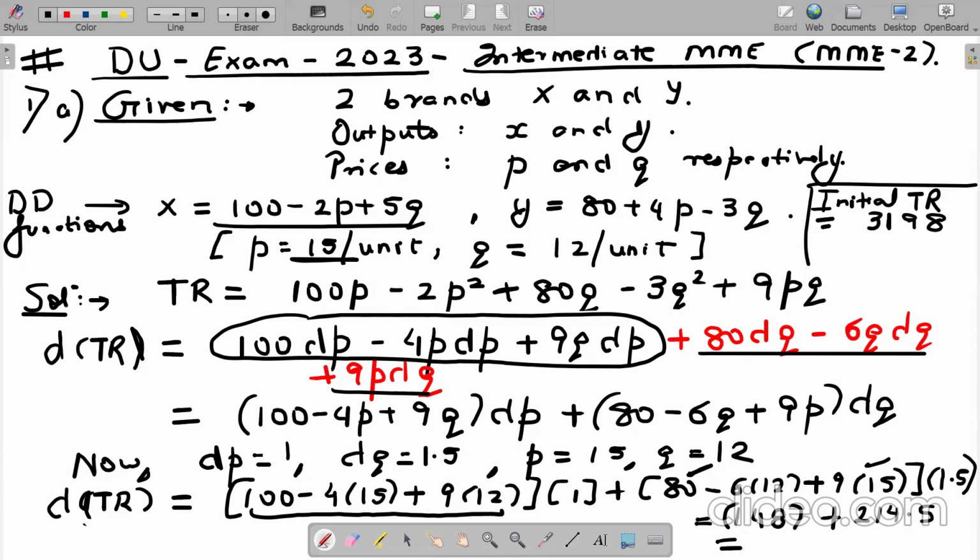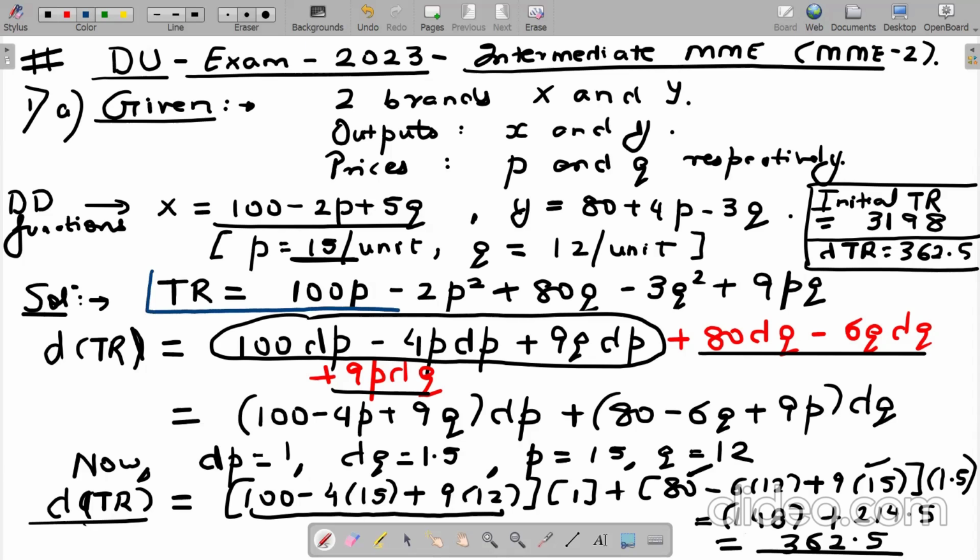So if I add them up, my total change in my DTR, that means my approximate change in total revenue, comes out as 362.5. So my DTR, I'm writing it here. DTR is 362.5. This is my approximate change in revenue using differentials. And now from this particular expression, let me calculate the new total revenue. How will I find the new total revenue?